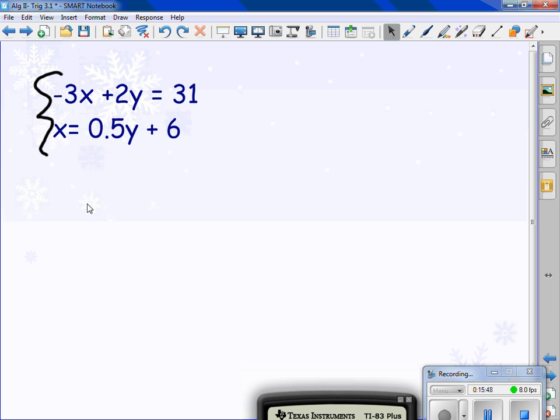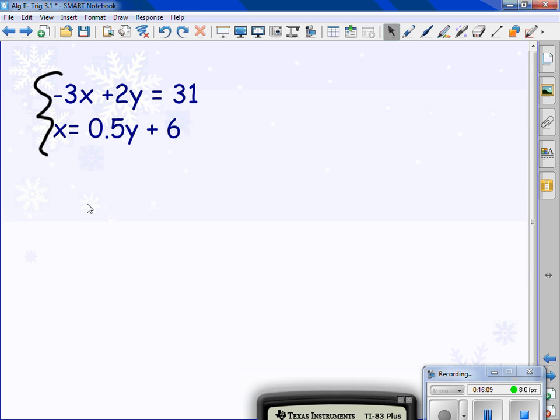I don't want to graph this one because I have to do a lot of rearranging. I have decimals and whatever. I'm going to use the substitution method. To use the substitution method, you have to have x equals or y equals a problem. I can rearrange any problem to get that.